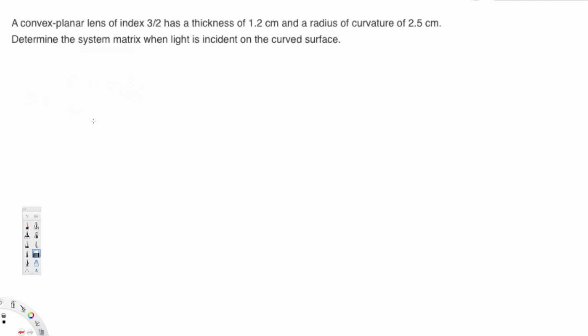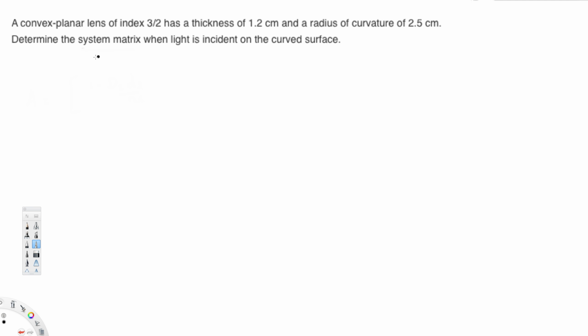What's going on, guys? Let's look at this problem right here. This question is asking: a convex planar lens of index 3/2 has a thickness of 1.2 centimeter and a radius of curvature of 2.5 centimeter. Determine the system matrix when light is incident on the curved surface.